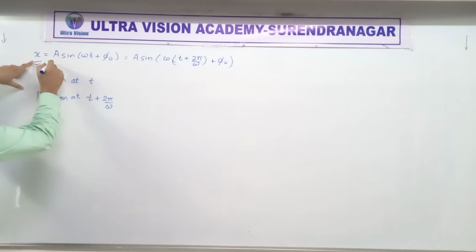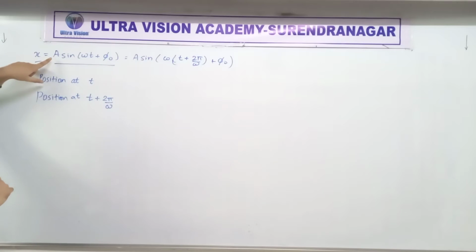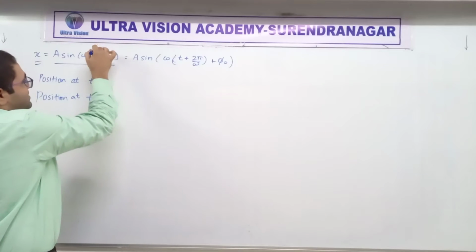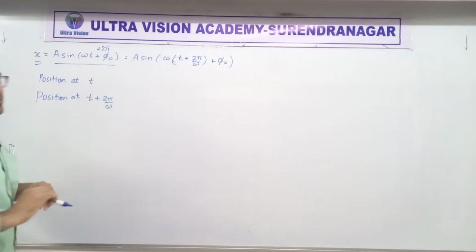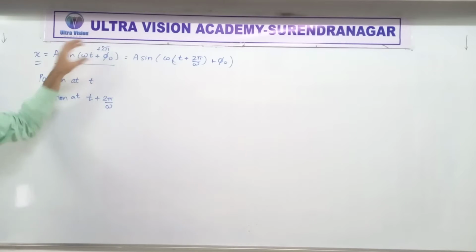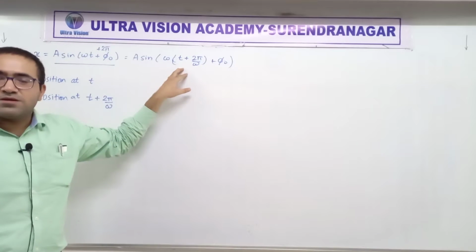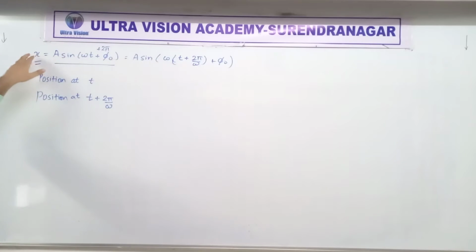Position of the particle x at some time t. So that is x equal to a sin(omega t plus phi 0). And then, like I mentioned earlier, even if you add 2 pi to this bracket, the value of x will remain the same, because sine gets repeated if you add 2 pi to this angle.